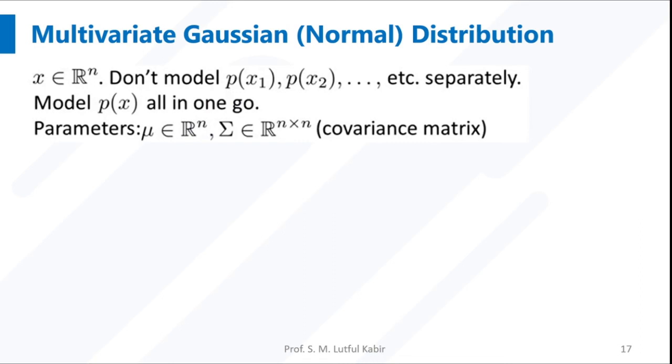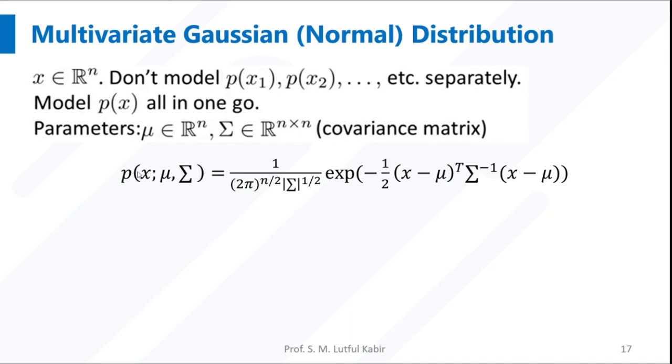So the new method is defined this way. The x is in the order of n because there are n number of features, and we do not model p(x1), p(x2), etc. separately. Rather, we model p(x) all in one go. And the parameter mu is again in the order of n. Each and every feature will have a mu, but a new variable is defined, which is the covariance matrix, and this is a matrix of n by n. This is very similar to the matrix we have discussed in case of the PCA algorithm.